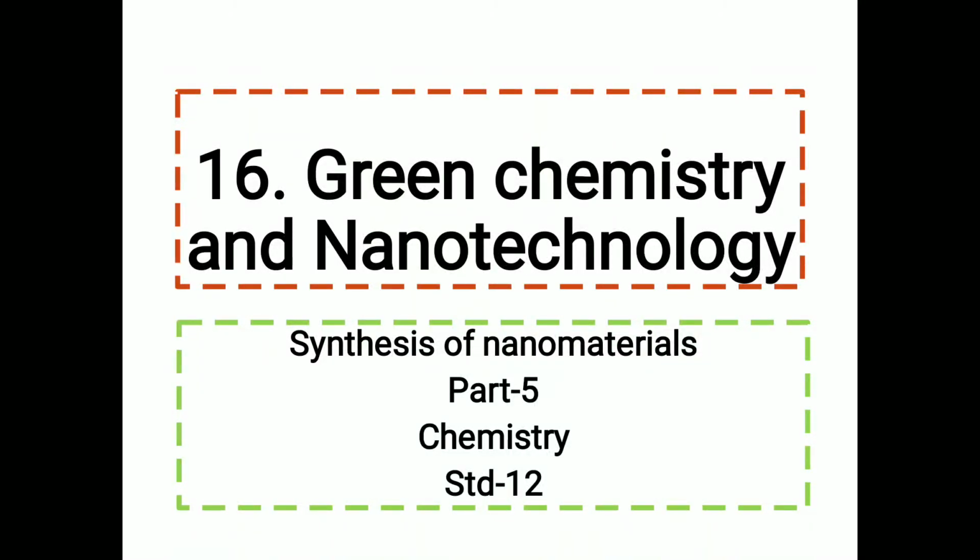We are starting chapter 16 of chemistry, that is green chemistry and nanotechnology. In this, we have already completed the topic green chemistry and are starting nanotechnology. In the previous part we studied the introduction of nanotechnology and the various characteristic features of nanotechnology. In this part, we will study the synthesis of nanomaterial.